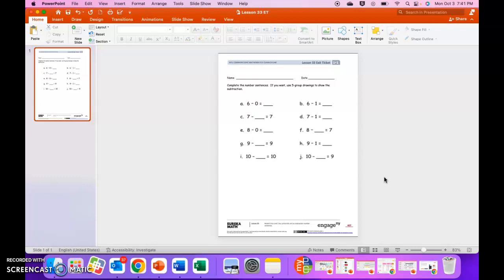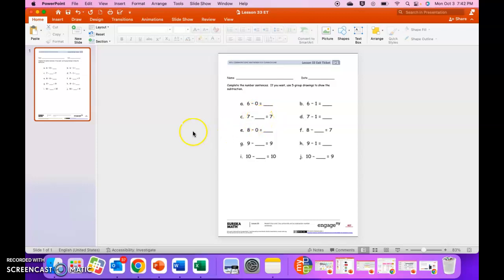And here's what I want you to do. You have learned how to take 0 away from a number and how to take 1 away from a number. Friends, this should be super easy for you. You will see there are some number sentences here. Some have the part missing, okay? Some have a part missing at the end. Some have a part missing in the middle.